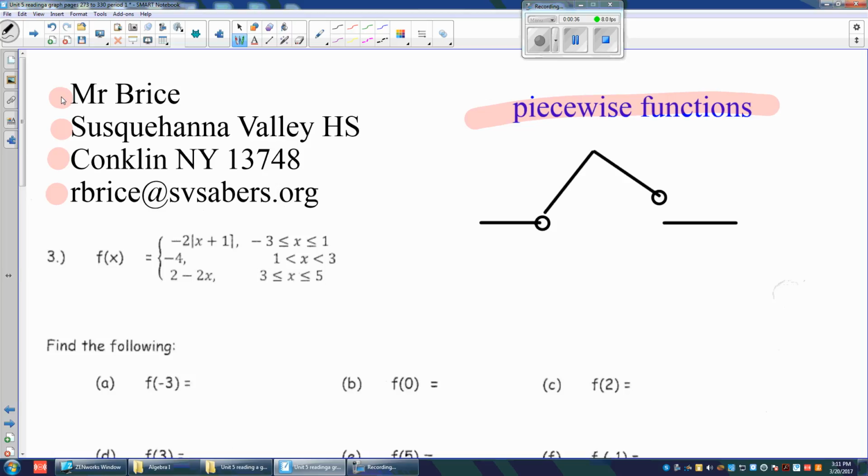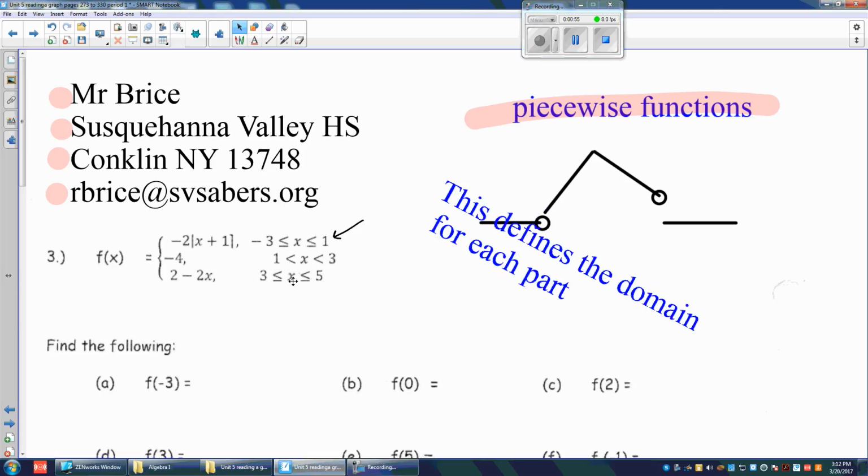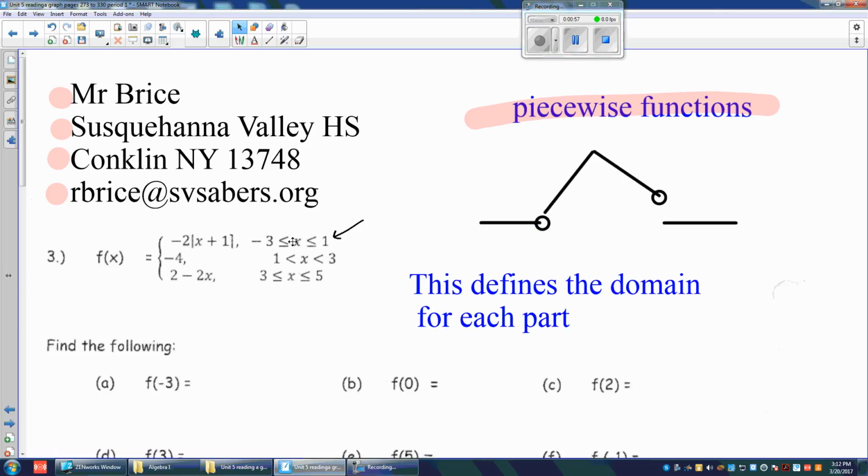Now, the important thing to remember about piecewise functions when they're written as equations or inequalities are these parts right here. That defines the domain for specific parts. So this part here defines the domain for each part of the function.